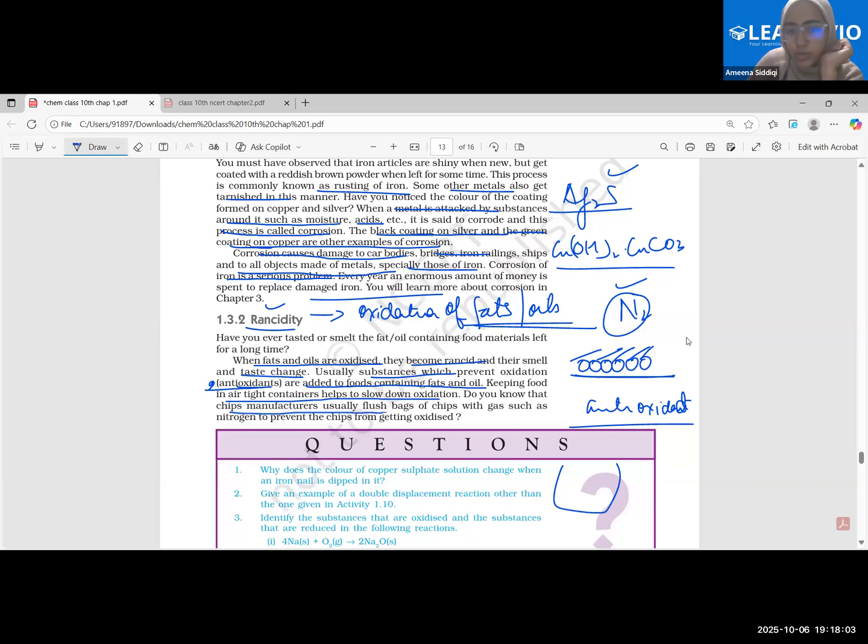Chip manufacturers usually flush bags of chips with a gas such as nitrogen to prevent the chips from getting oxidized. They have put a question mark. I have explained this. If you want to write this, you can write that nitrogen prevents the contact of oxygen with the food particles or the food molecules. Okay, that is why no oxidation.